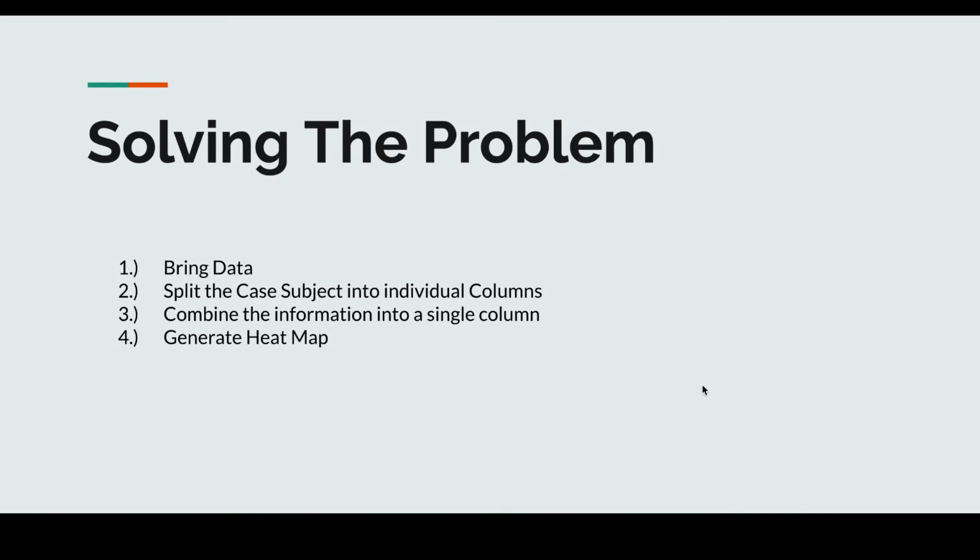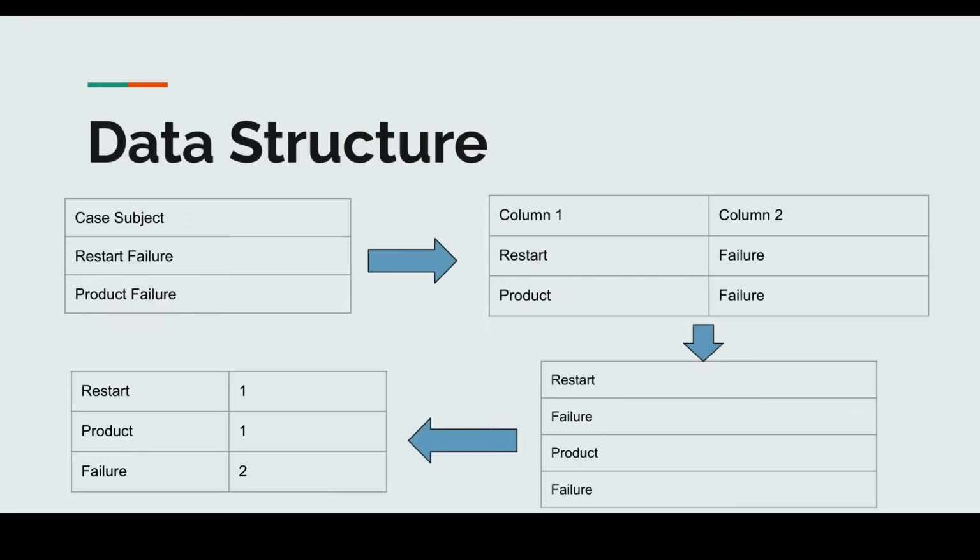So step one is always going to be bringing data into recipes. Once we bring the data, the second step would be to split the case subject into its individual columns. Third is going to be combining that information into a single column so that we can get all keywords into one single column. And then finally, we'll generate a heat map.